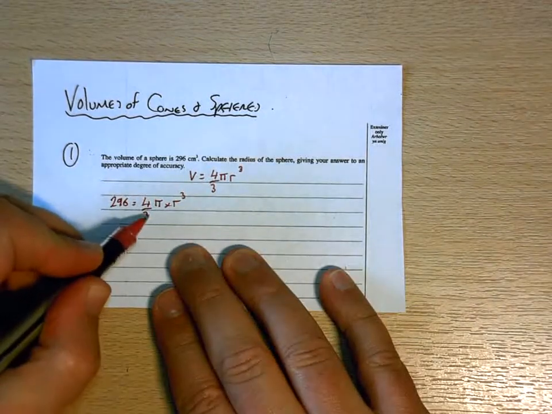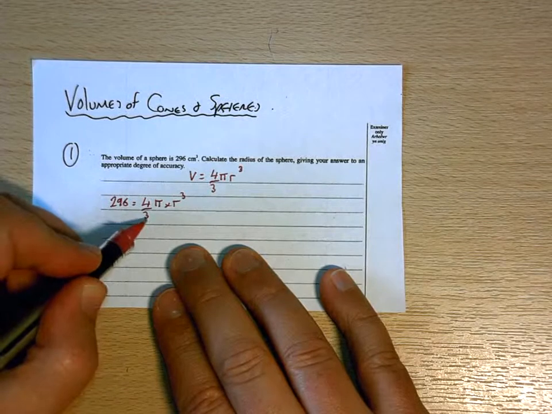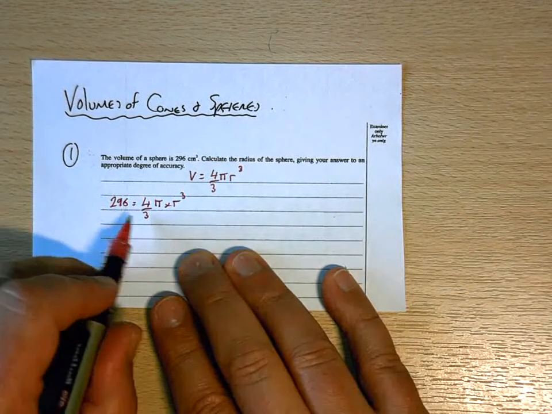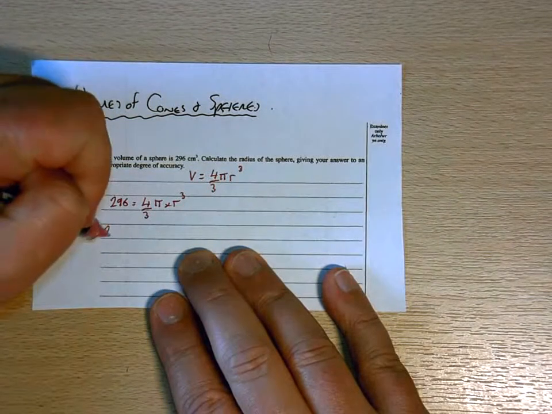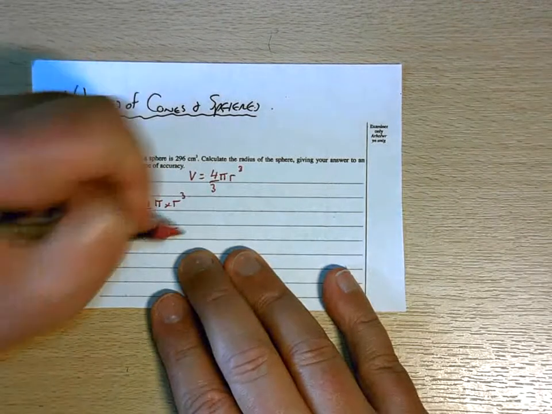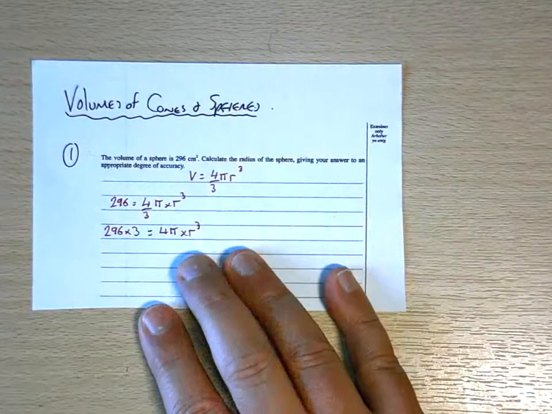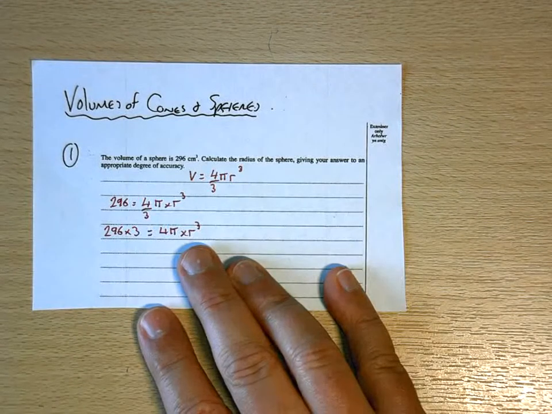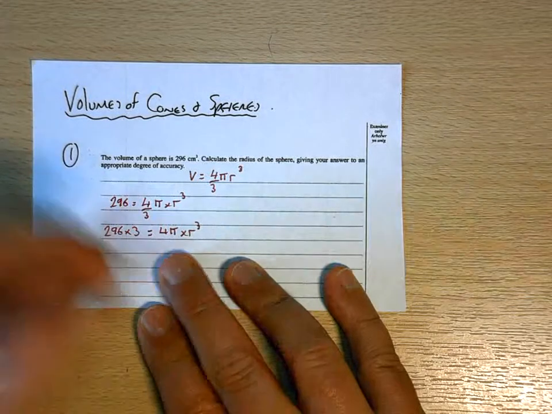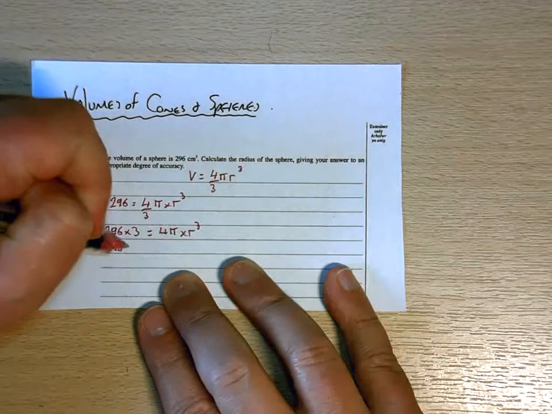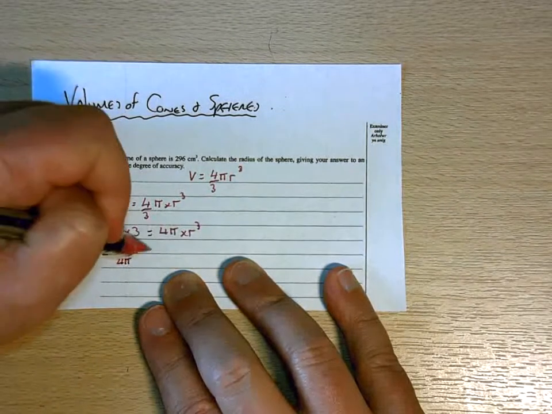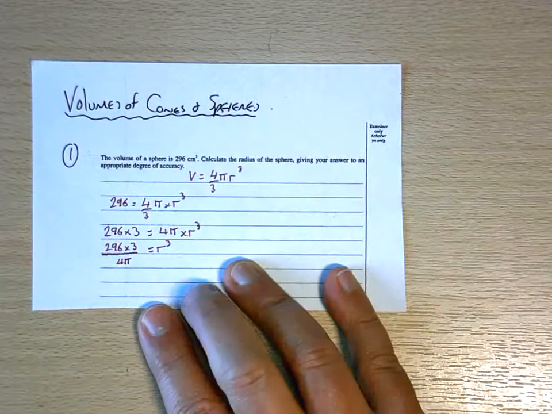So now I've got to get rid of the divide by 3, because what I'm trying to do is get the r cubed on its own. If I multiply both sides by 3, I get 296 times 3 equals 4 pi times r cubed. Now to get the r cubed on its own, I have to divide both sides by 4 pi. So I get 296 times 3 divided by 4 pi equals r cubed.